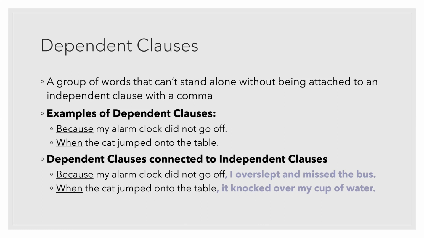It's not a complete sentence. It leaves us kind of wondering, okay, what happened because your alarm clock didn't go off? Another example says, when the cat jumped onto the table. Again, what happened? It leaves the reader wondering something. But when these dependent clauses are attached to a complete sentence, they make sense and they add variety and interest to our writing. Because my alarm clock did not go off, I overslept and missed the bus. When the cat jumped onto the table, it knocked over my cup of water. You can see that the dependent clause leads into the complete sentence with a comma at the end of the dependent clause.